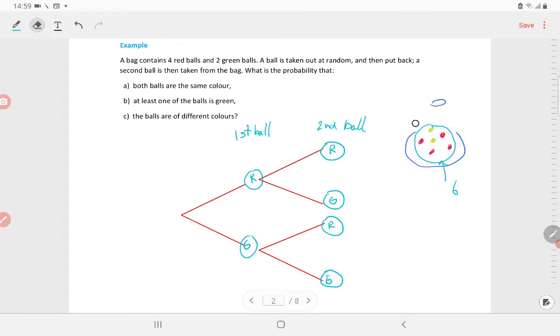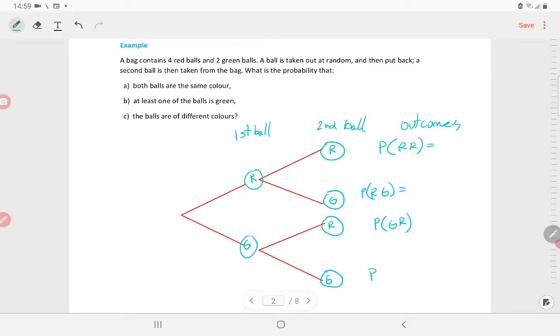Okay, so let's rub that bag out. So how about our outcomes here? So you could get a red and a red, so 2 red balls. We could get a red or a green. We could get a green then a red, or we could get a green then another green, and we'll get probabilities in a minute. So come back to the balls.